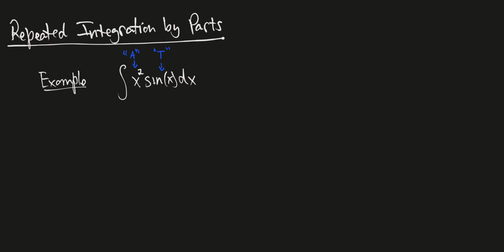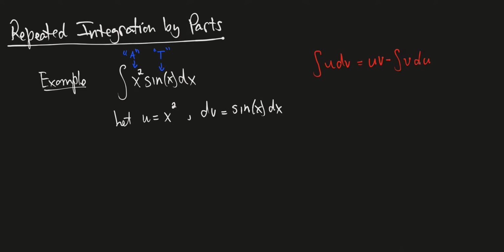And based on LIATE, since the A comes first in LIATE, we're going to choose our u to be x squared, and then everything else by default will be our dv, right? So let u equal x squared, and then dv is equal to the sine of x dx. Just as a reminder, here is our basic formula for integration by parts: the integral of u dv is equal to uv minus the integral of v du.